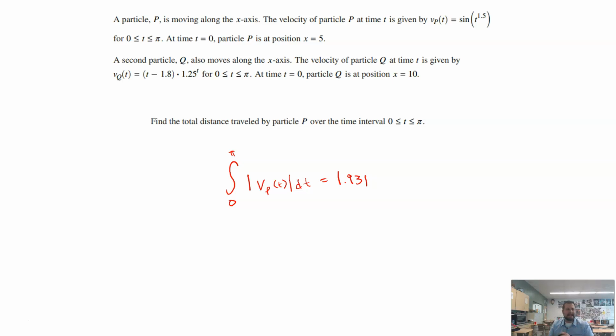Hopefully that problem made sense. I didn't think there was an awful lot in this problem that was, maybe letter B was a little bit tricky, but everything else was fairly straightforward.